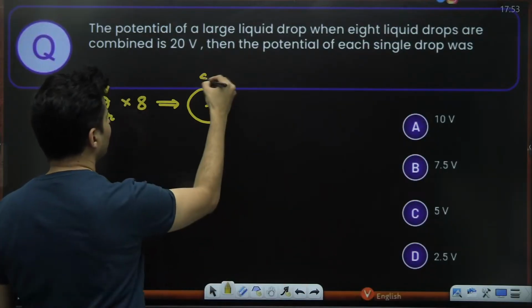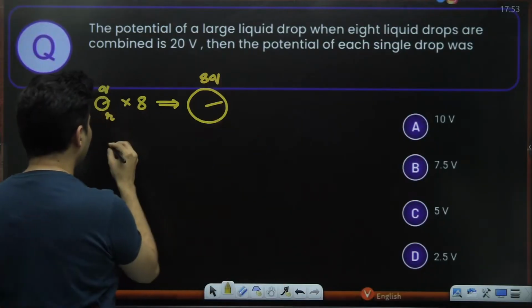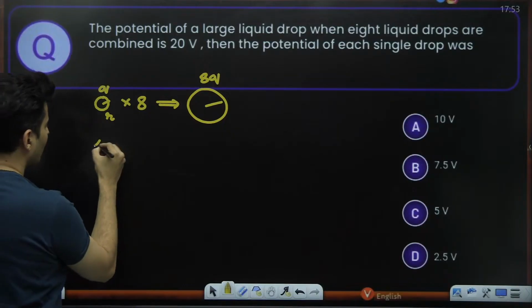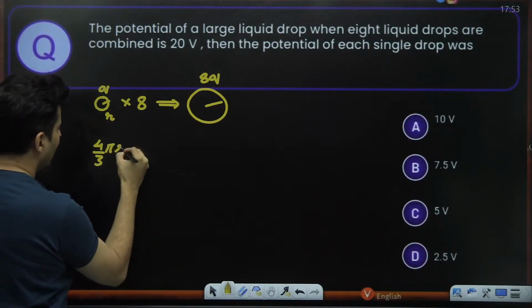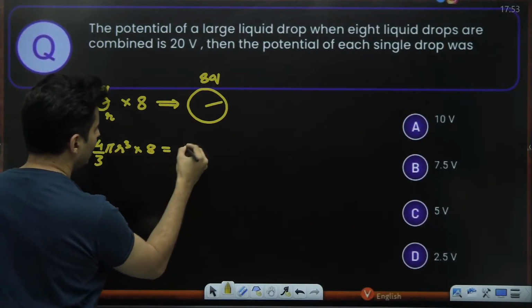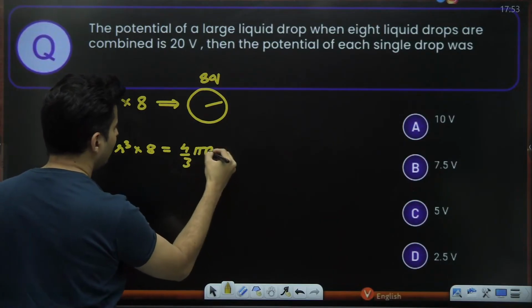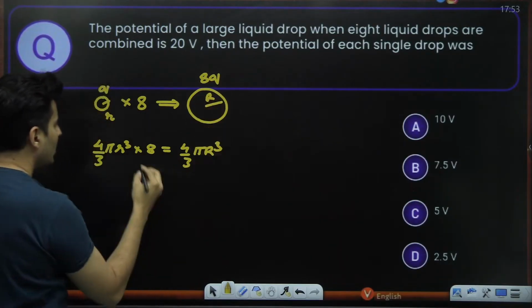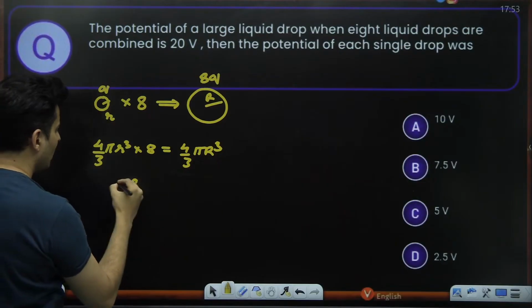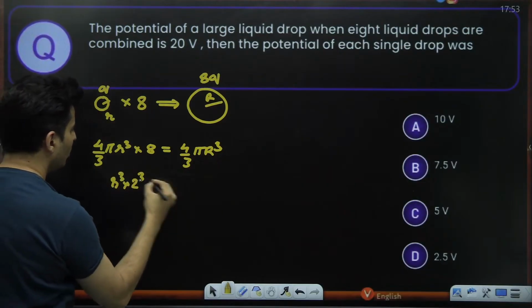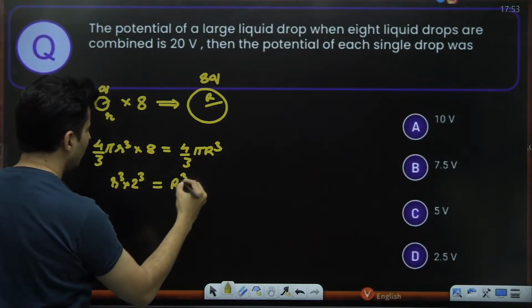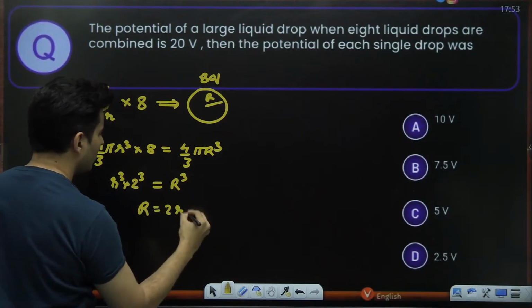Obviously, the charge on it will be 8 times of q. What about the radius? Volume will be conserved. So 4 by 3 pi r cube multiplied by 8 will be 4 by 3 pi capital R cube. Okay, so 4 by 3 pi cancels. So R cube multiplied by 2 cube is basically R cube. So capital R is 2 times of R.